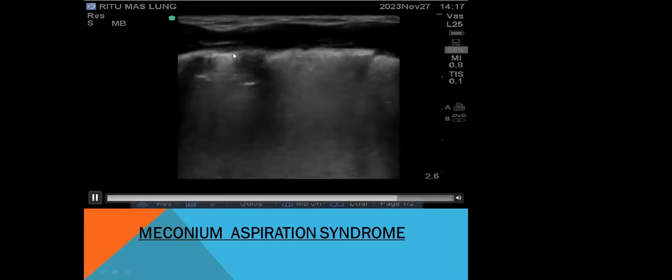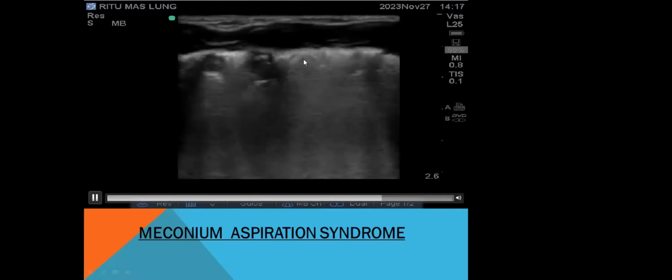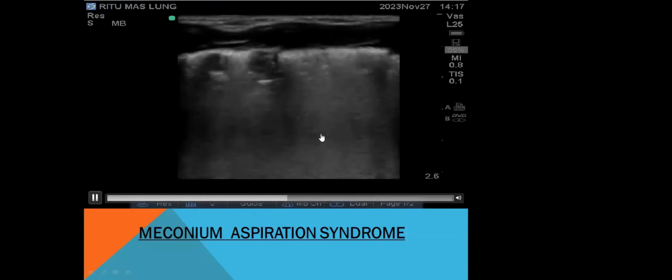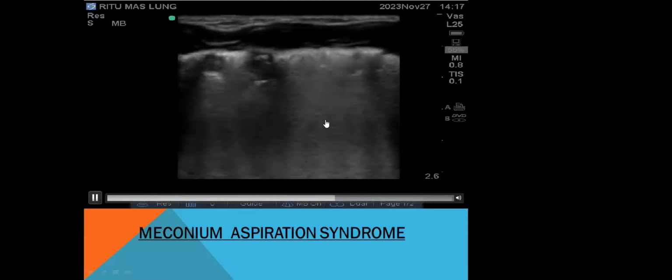Here there is a disrupted pleural line. There are subpleural consolidations you can appreciate here. There are a lot of B lines. There are air bronchograms and A lines are obliterated in this.